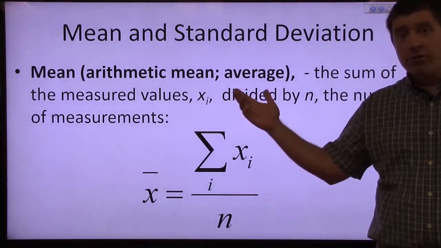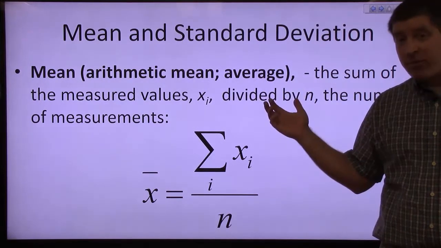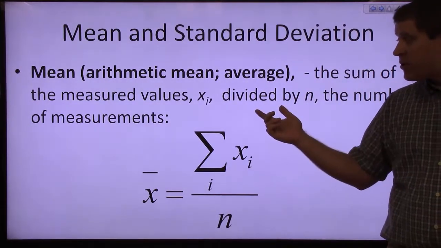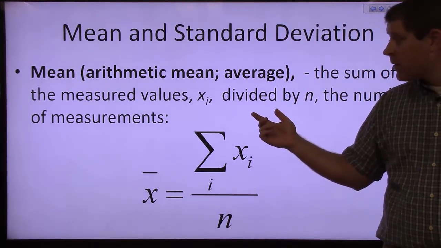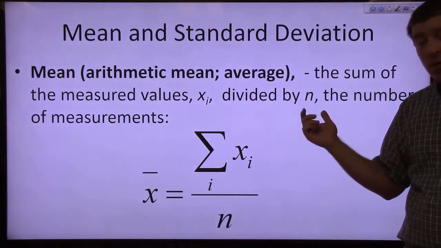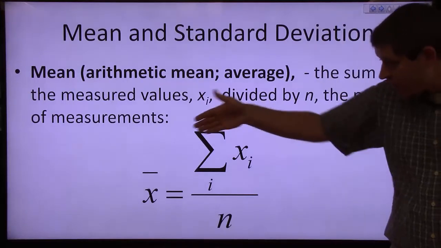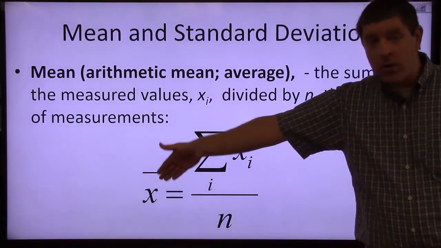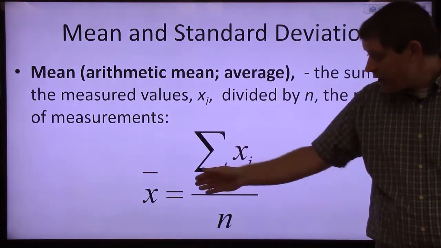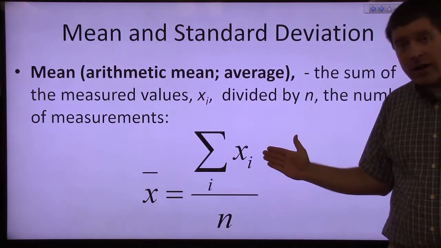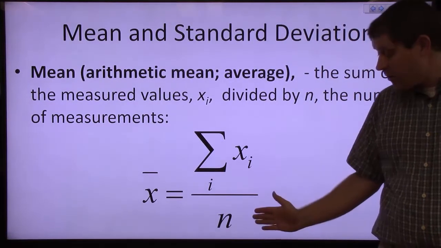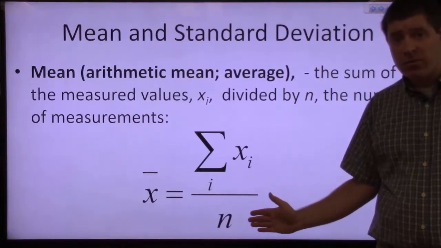The mean, also called the arithmetic mean or the average, is the sum of the measured values x divided by n, the number of measurements. We can write that out mathematically like this: the mean, symbolized as x bar, is equal to the sum of all of our x values, all of our measurements, divided by n, the number of measurements that we have.